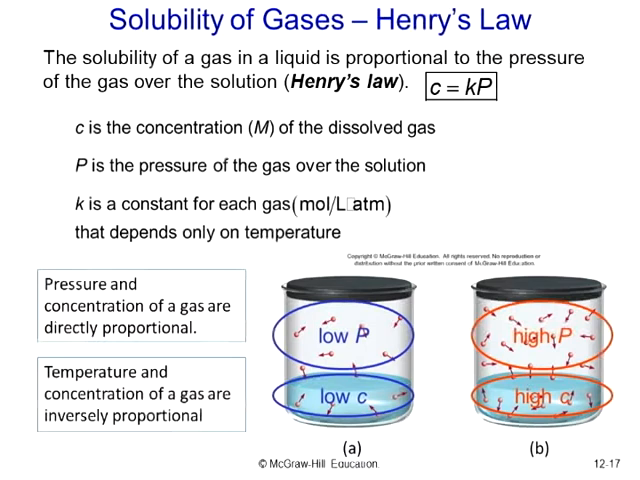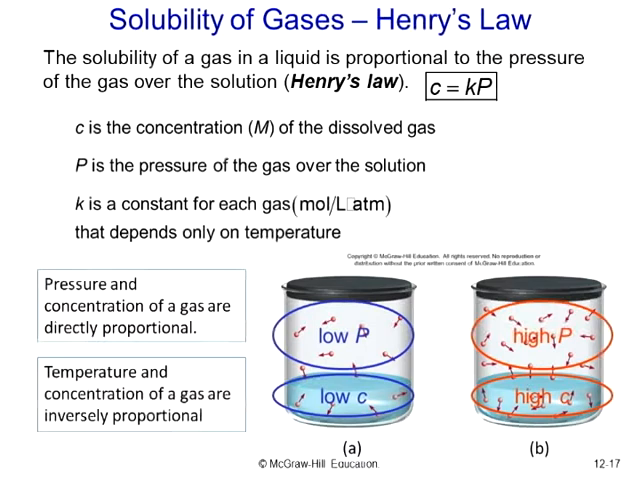Okay? And here's how it works. The solubility of a gas in a liquid is proportional to the pressure of the gas over the solution. And that's what Henry's law is. It says that the concentration equals a fudge factor, a constant, times the pressure. And that constant K, that fudge factor, or perhaps more properly, a correction factor, times the pressure equals the concentration. That's Henry's law. The solubility of the gas in a liquid is proportional to the pressure. That is the bottom line.